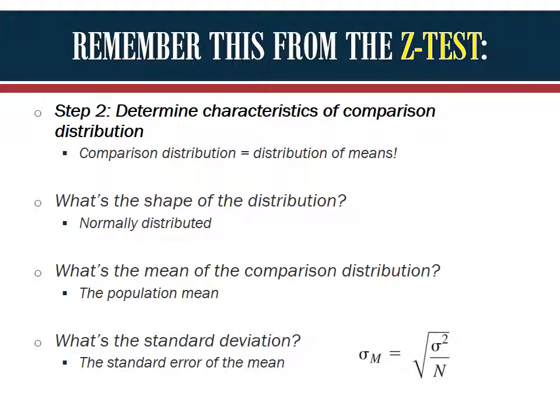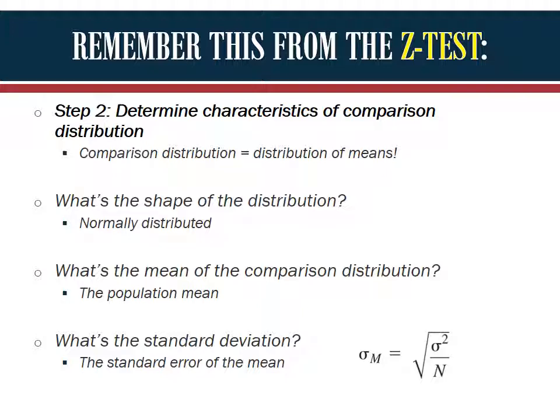All right, now remember this slide from the z-test. This is not the t-test information. This is from the z-test. When we talked about the z-test, we talked about how the comparison distribution is the distribution of means. We have to identify those 3 pieces of information. We need the shape of the distribution. The distribution of means is always normally distributed. We know that because of the central limit theorem. We need to know the mean of the comparison distribution, and the mean of the distribution of means is the population mean. And then we need to know the standard deviation of the comparison distribution. The standard deviation of the distribution of means is the standard error of the mean. So remember, for the z-test, the central limit theorem tells us these pieces of information.